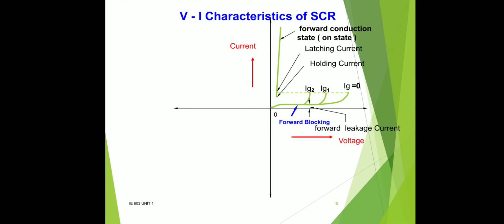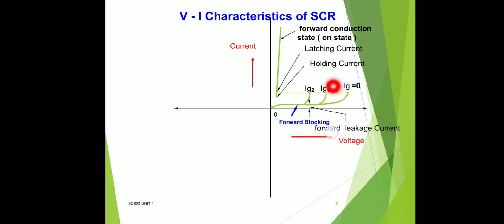See, here this region is the forward blocking mode, forward blocking state, and this part is called the forward conduction state. What is the forward blocking state? In this mode, a small leakage current flows from anode to cathode, and the device is in the off state only. The SCR is in the off state only.